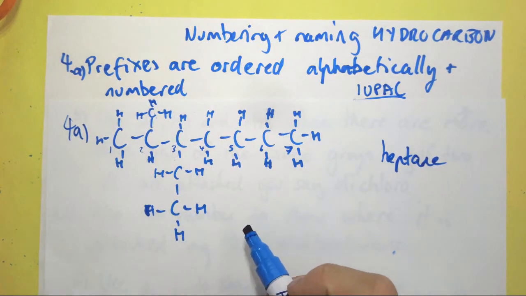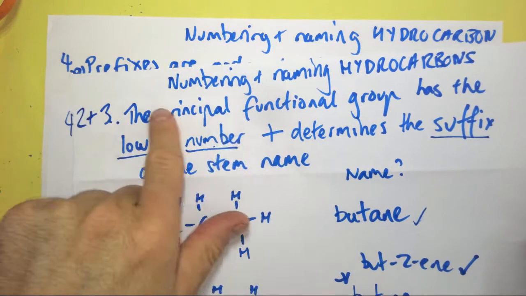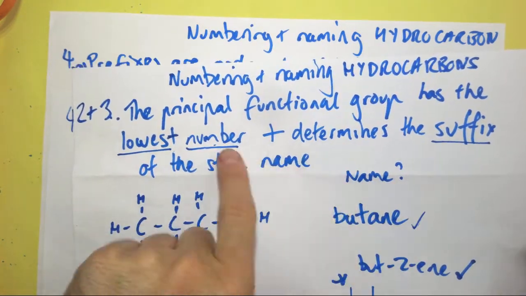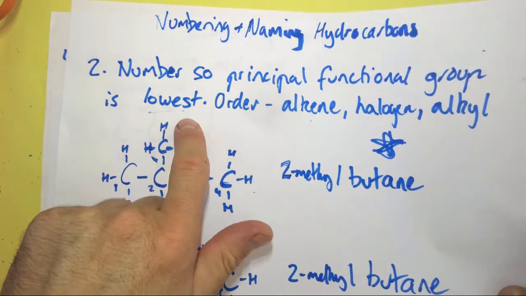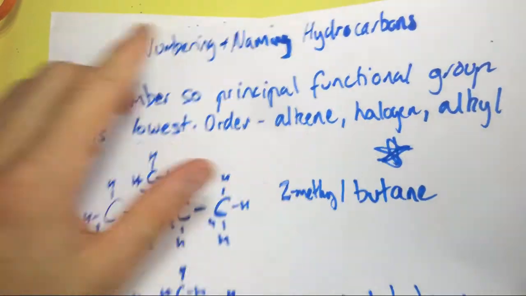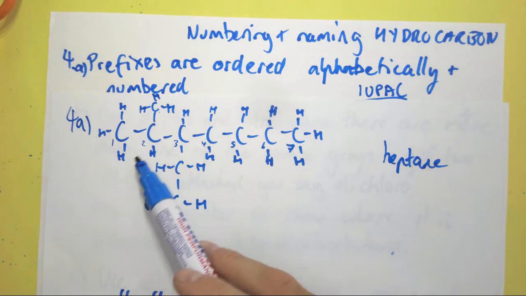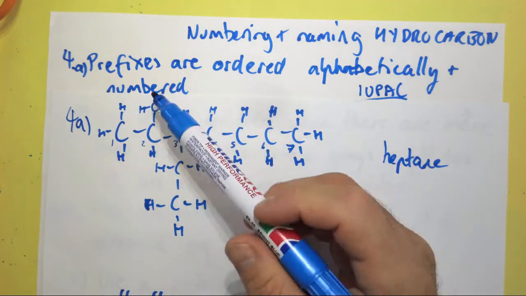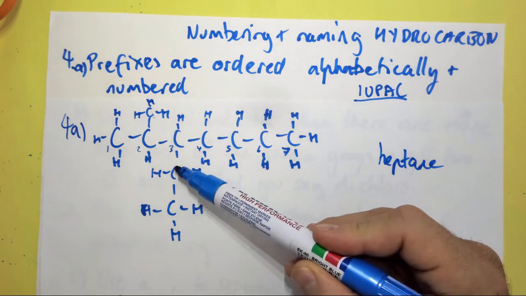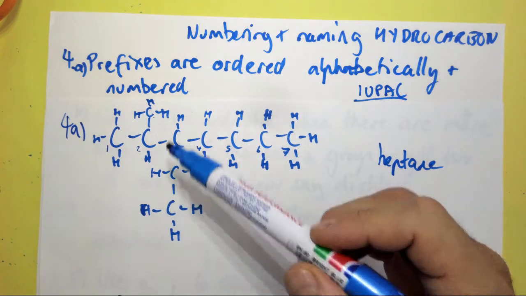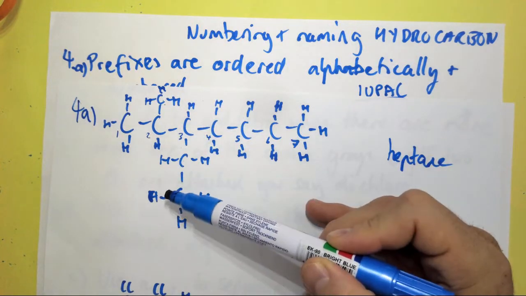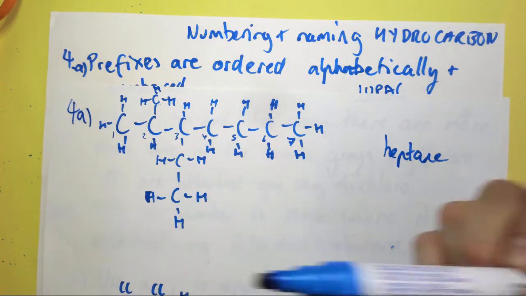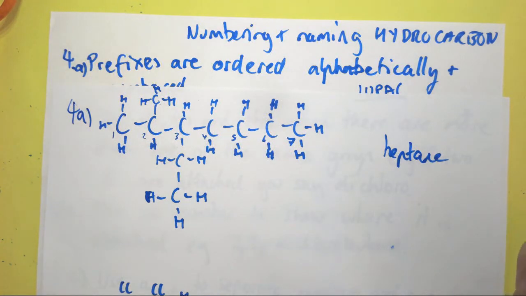Rule number 2 and 3, the principal functional group has the lowest number and determines the suffix of the stem name. So the principal functional group is the lowest. Order is alkanes, halogens, alkyls. So we've got no alkanes, no halogens, we've just got alkyl groups. We've got a methyl group there and an ethyl group here. How do I know? Well, there's 1 carbon with 3 hydrogens, that's a methyl. 2 carbons with the rest hydrogens is an ethyl group coming off the chain. So these are our choices.